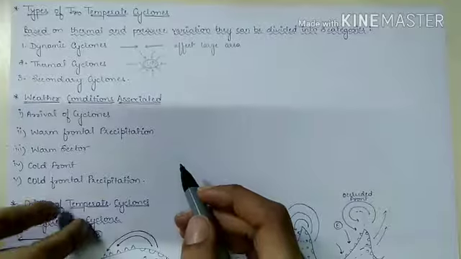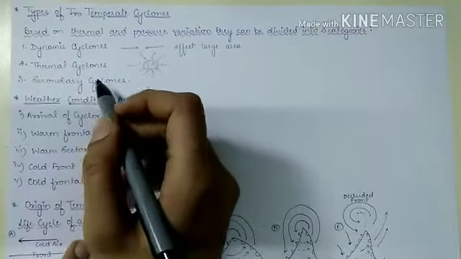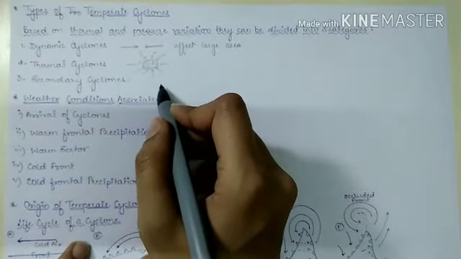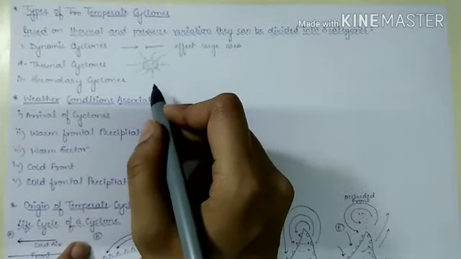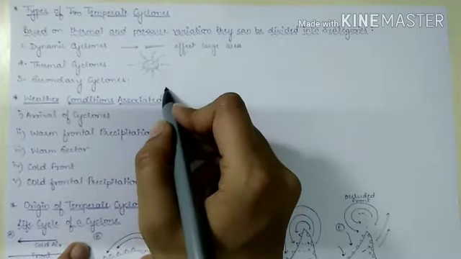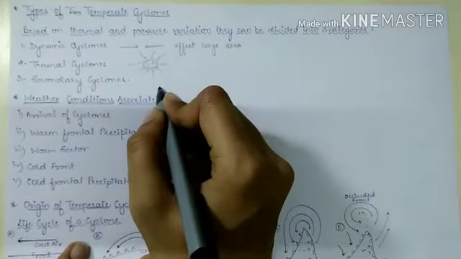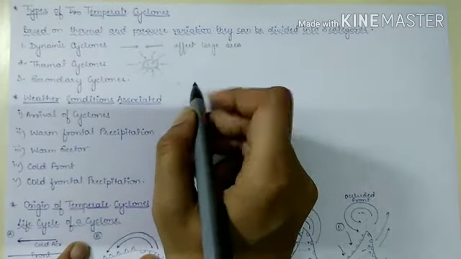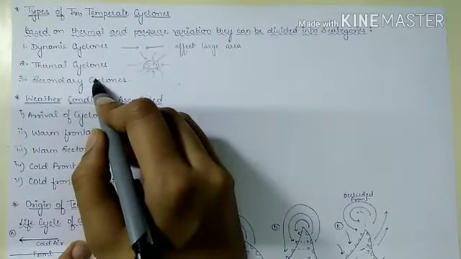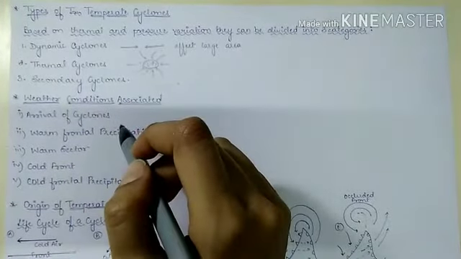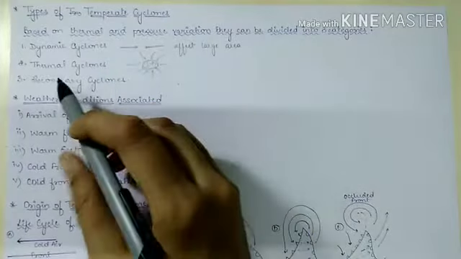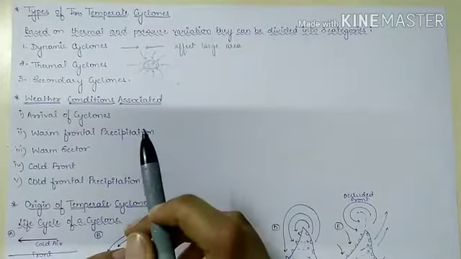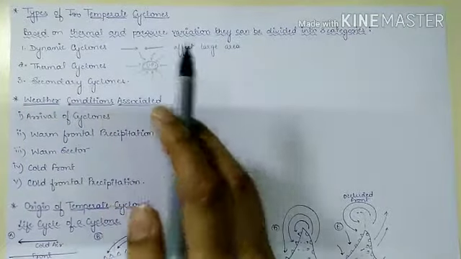Lastly we have secondary cyclones. These secondary cyclones are developed due to the passage of cold wind over the warm sea after occlusion of the main cyclone. So after the main cyclone is occluded, the cold wind moves over the warm sea, and this forms a secondary cyclone. These types of cyclones are short lived and very weak. So these were the three types of cyclone. Now we will look into the weather associated with temperate cyclones.